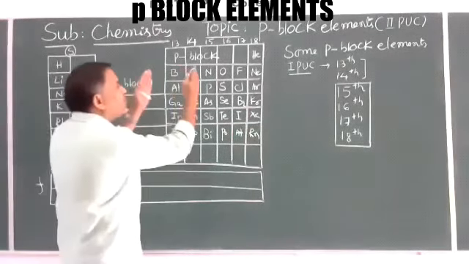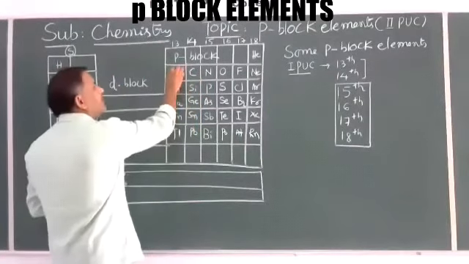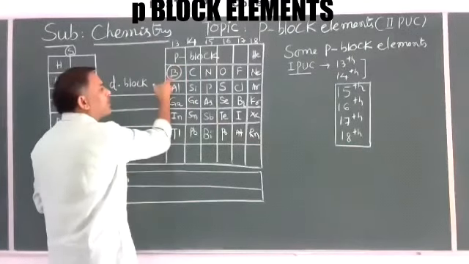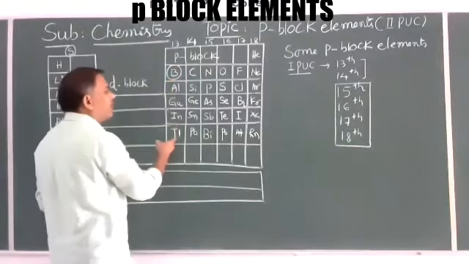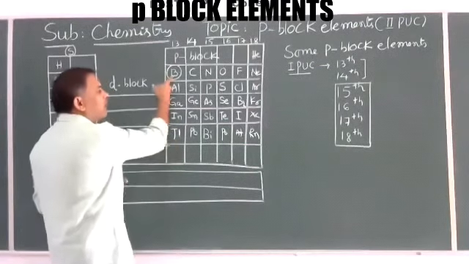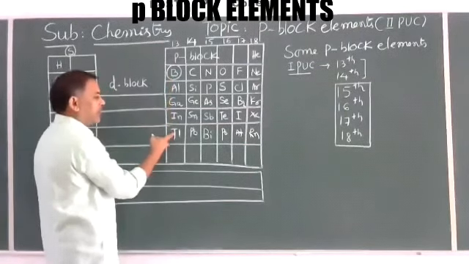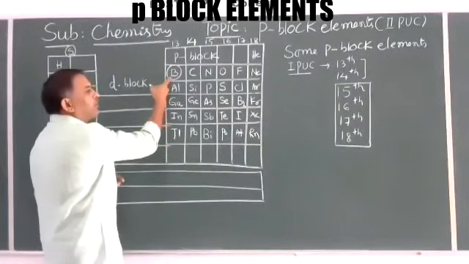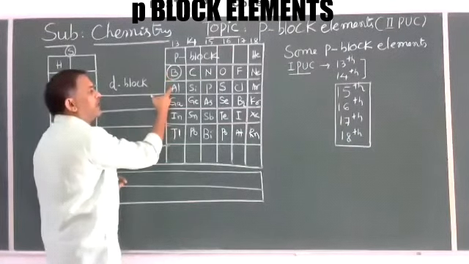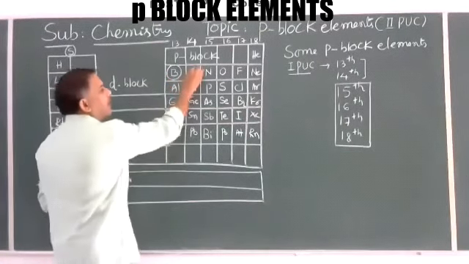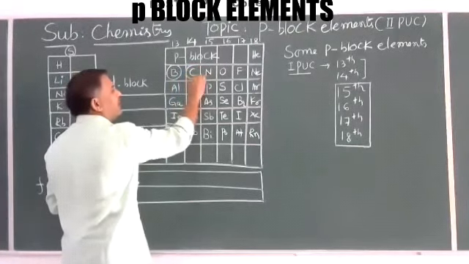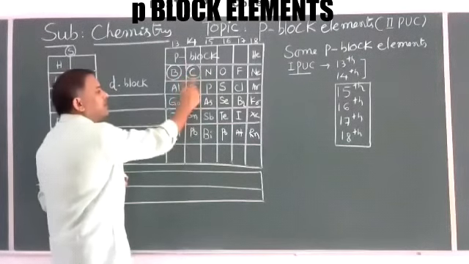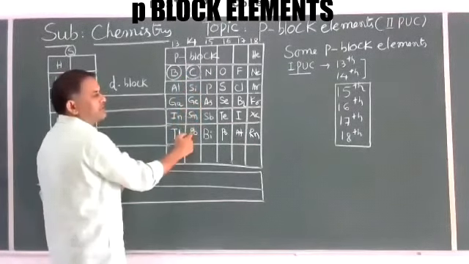Now in P block elements also, in first year, the boron family, 13th group, is explained. It starts with the element boron, that's why it is called the boron family. There are 5 elements: boron, aluminium, gallium, indium, thallium. In this boron family, boron compounds and aluminium compounds are explained in first year. Then carbon, one of the most important elements, is explained in 11th standard as the carbon family. The elements are carbon, silicon, germanium, tin and lead.